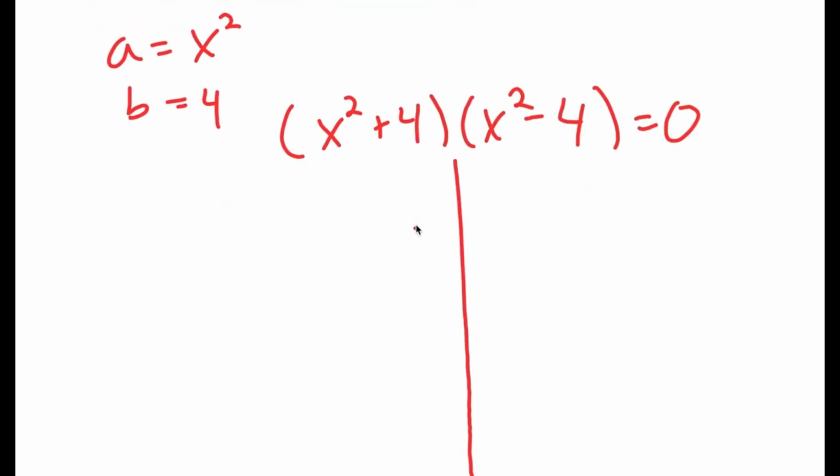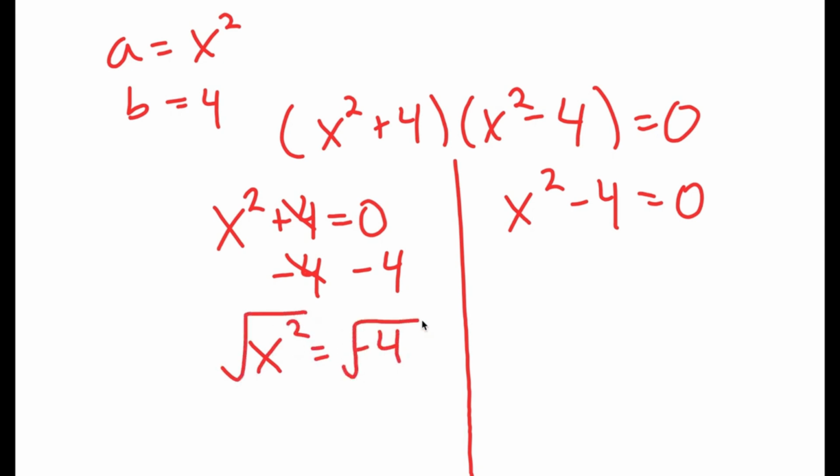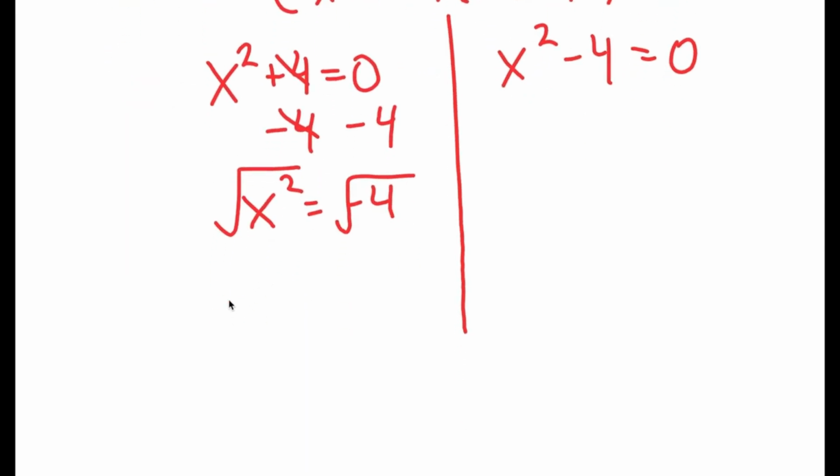Now I can divide this into two equations. I have x squared plus 4 is equal to 0, and x squared minus 4 is equal to 0. So for x squared plus 4 equals 0, I'm going to subtract 4 on both sides. So I get x squared is equal to negative 4. And now I'm going to take the square root on both sides. The square root of x squared is simply x. So I get x equals the square root of negative 4.